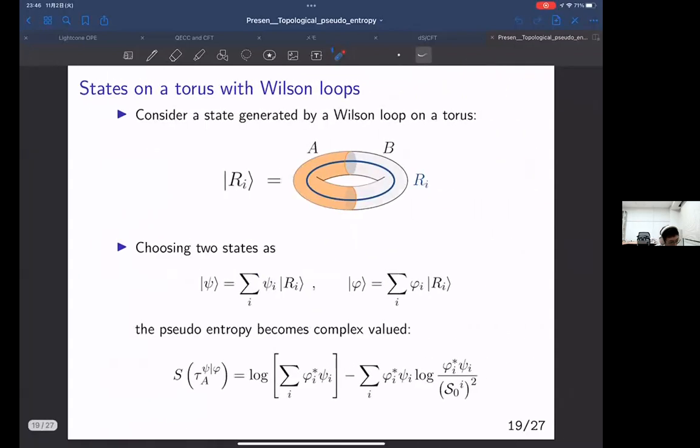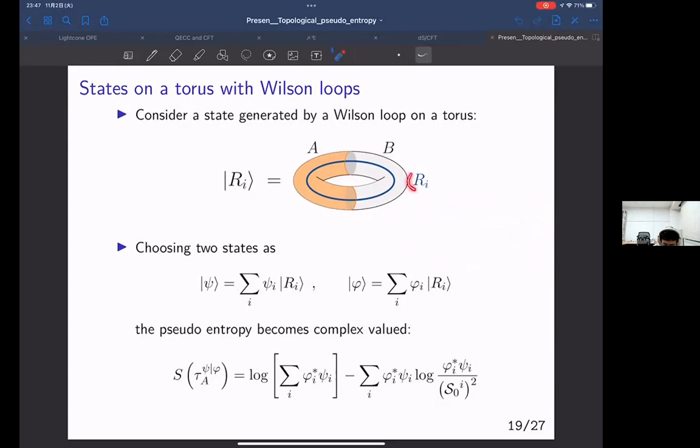Let me give you one more example. Previously, we only considered a simple case, like states on a two-sphere or flat space. But now we can put a theory on the torus, if you like. So here you have a solid torus, and this is the surface of the solid torus.